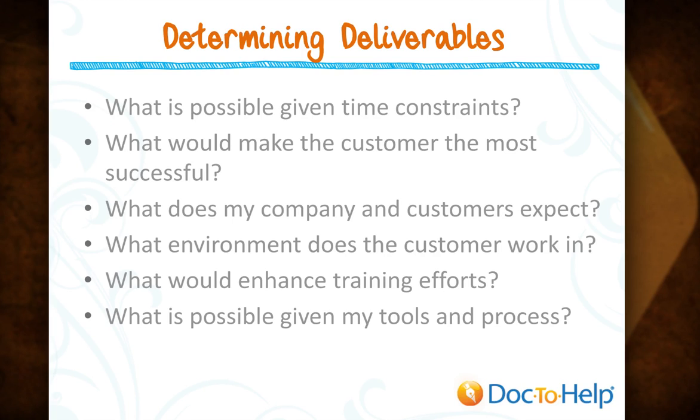Customers and company expectations are important also. If you're selling a product that has a very high price, such as a car, customers may be disappointed if it doesn't include a manual. We will discuss the importance of the customer's work environment in a minute. It's a big consideration. If your deliverables can double as training materials, that's always a good thing. And your tools and processes are important. For example, if you single source, you can create more deliverables than if you don't.